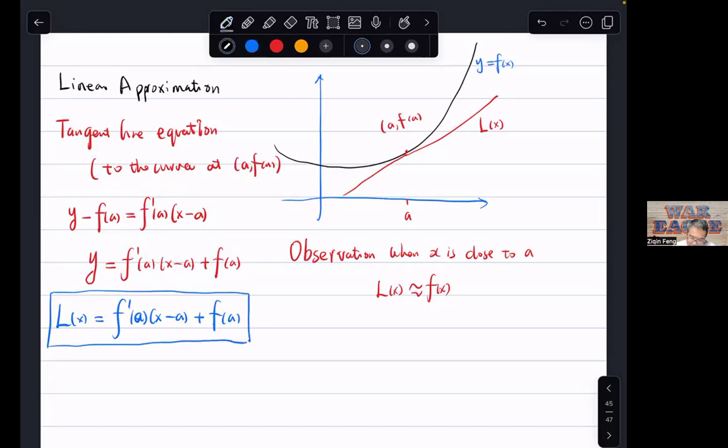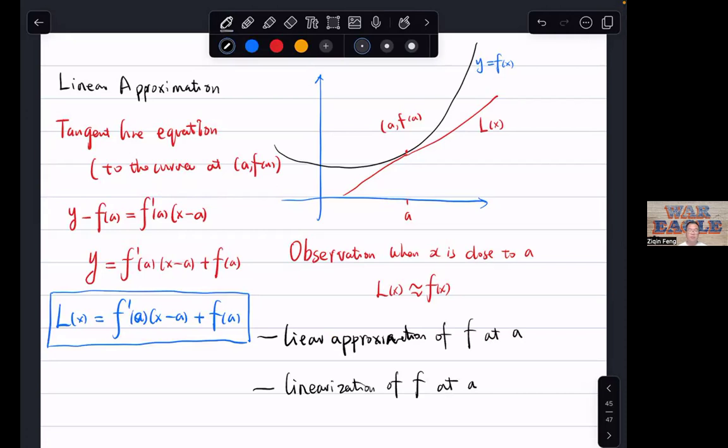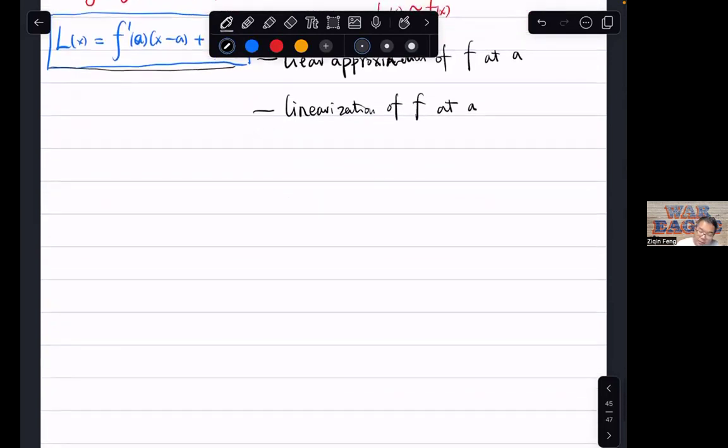This is our tangent line equation in a different form. This is called the linear approximation of f at A, and also called the linearization of f at A. They are the same thing. That's a very, very important formula. Based on our observation, when x is close to A, the function value of f at that x can be approximated by L of x. This equation is normally much easier to evaluate. Let's do a quick example.